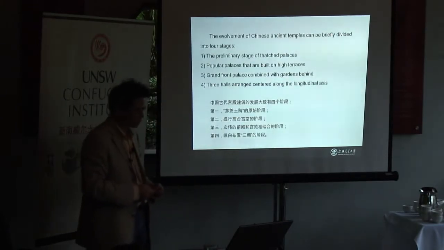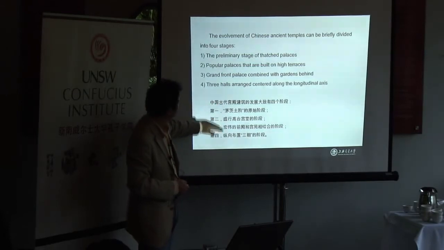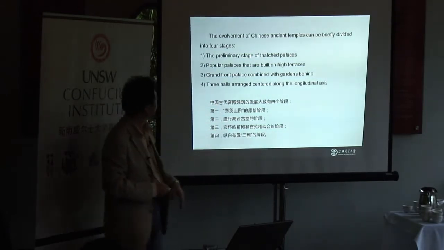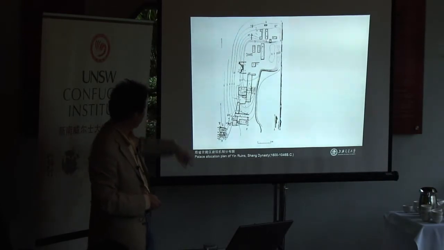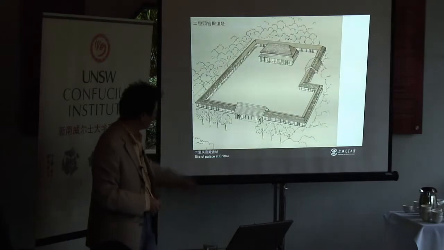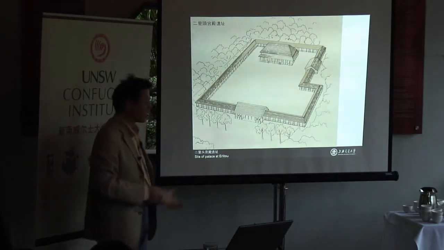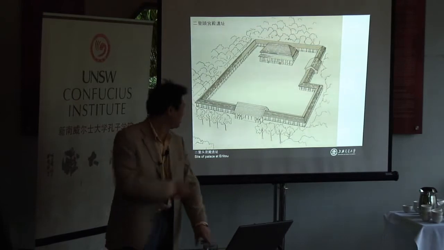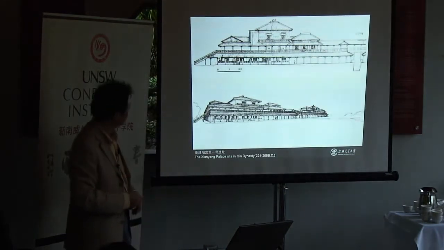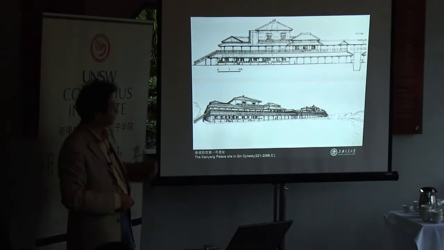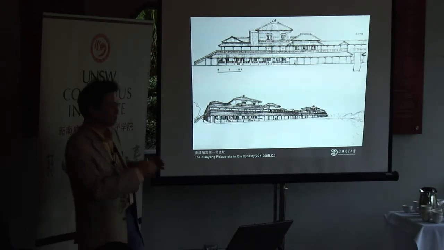Palaces. The Chinese ancient palaces evolved step by step. The arrangement of the palaces was very simple. This is 3,000 years ago, where we restored the palace in the Xia Dynasty. It's very simple, with the corridor, the entrance, and the main hall. But this is the Qin Dynasty, maybe 1,000 years later, and it's more complex.